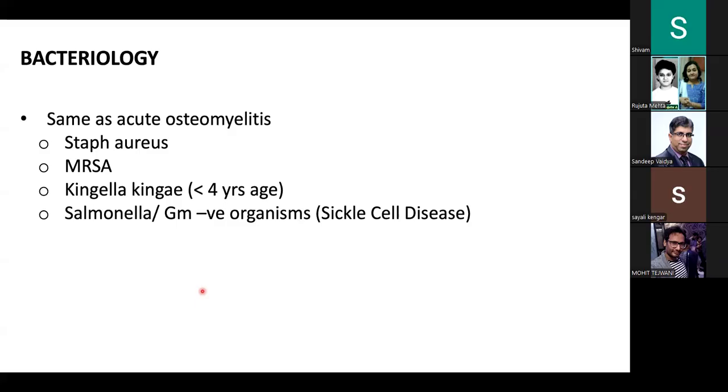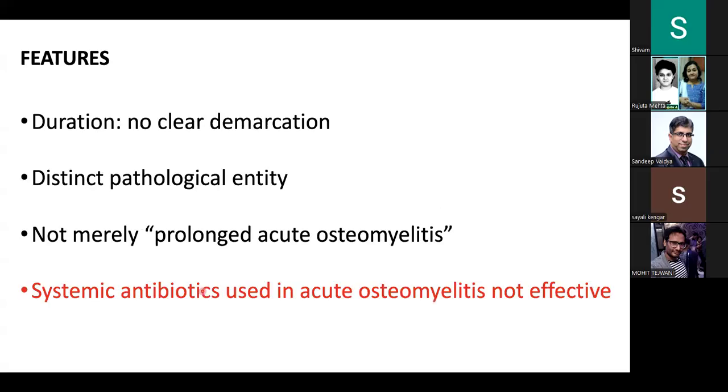Now, because it is a sequel of acute osteomyelitis, it is obvious that the bacteriology is almost the same as acute osteomyelitis. So mainly you see Staph aureus and MRSA, but in cases where you have a prolonged discharging sinus, there can be secondary contamination, and many times this secondary contamination is by gram-negative organisms. So many times you can also see mixed bacteriology within a chronic osteomyelitis. So that is where it is slightly different from acute osteomyelitis in terms of bacteriology.